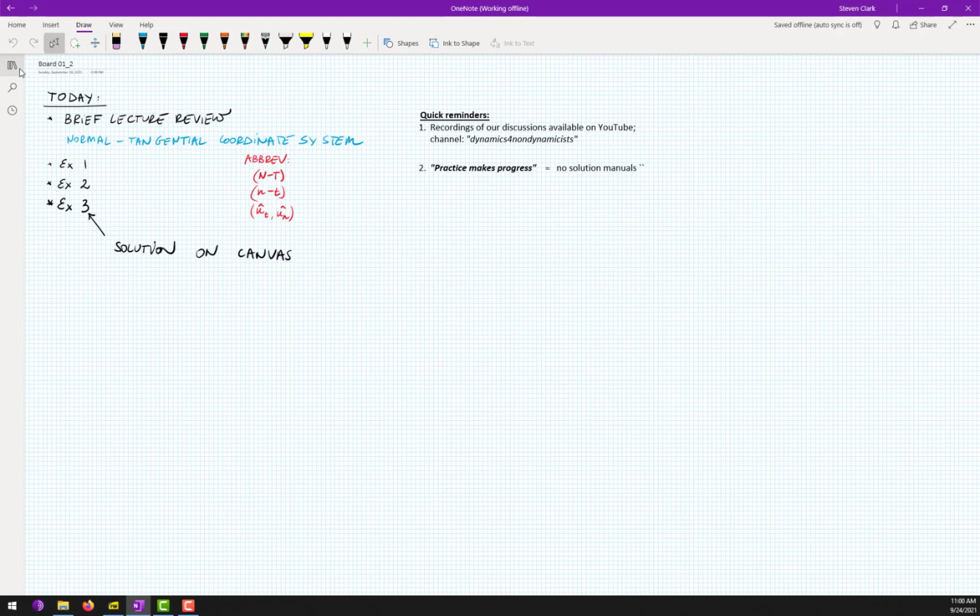Okay. Today we will start with a brief lecture review, and then we will for sure do these two examples. I'm not sure if we will have time for the third one, but we will see. And the topic of today's discussion is the normal tangential coordinate system.